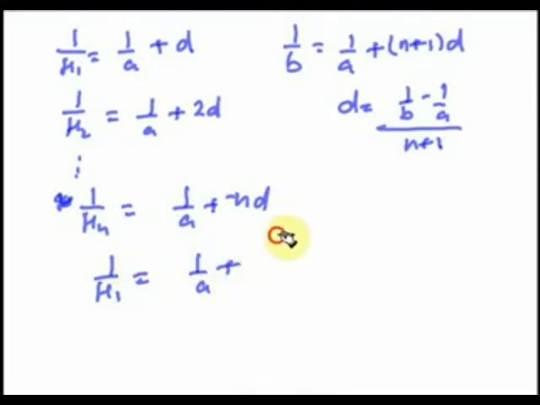The value of 1 by h1 will be equal to 1 upon a plus d. D is equal to 1 by b minus 1 by a upon n plus 1. So we know all the harmonic means inserted between the terms a and b, h1, h2, h3 up to hn.